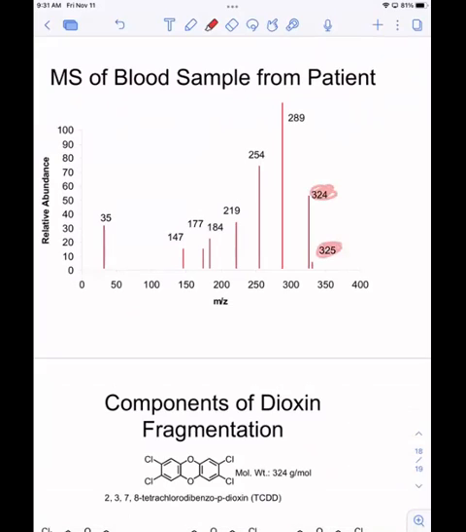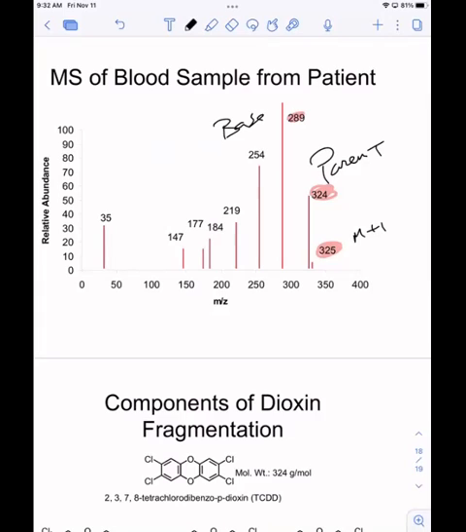325 is what? If this is the parent, what is 325? M+1 peak. Good. What is 289 in this spectrum? It's the base peak. So this is a pretty damning piece of evidence. If you see this signature in the blood sample, then this is going to be a pretty damning piece of evidence. What do you think all those other peaks are?